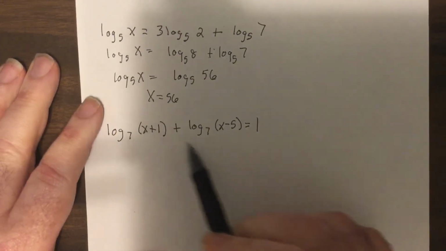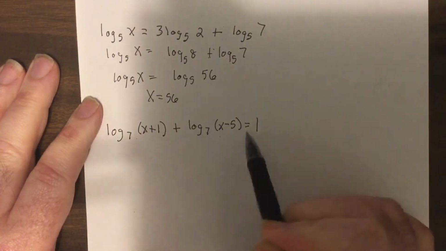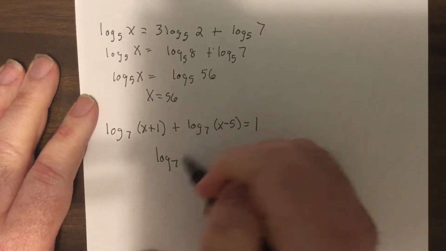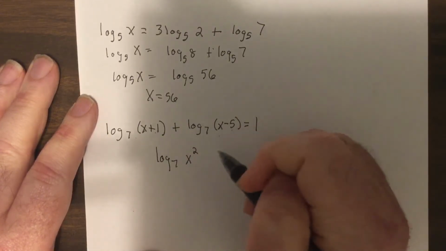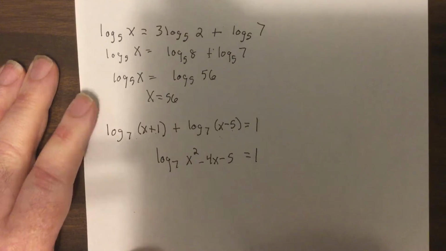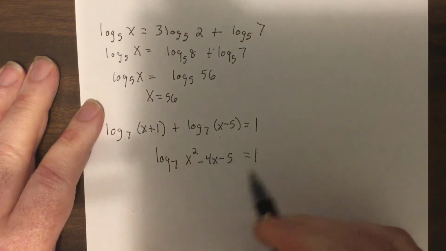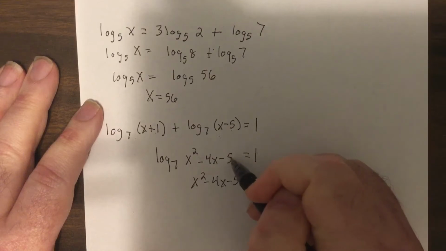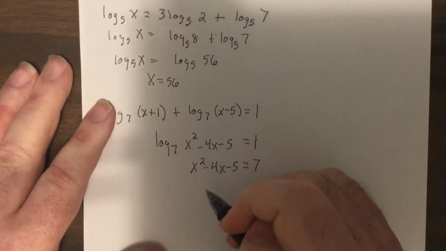Here, if I only have logs on one side, I want to get it down to 1 log, then rewrite it as an exponential. So I'd have log base 7, multiply the insides, or FOIL. I hope you remember how to FOIL. Then, remember exponential, base raised to a power equals the insides. So x squared minus 4x minus 5 equals 7 to the first power. So I would subtract 7.